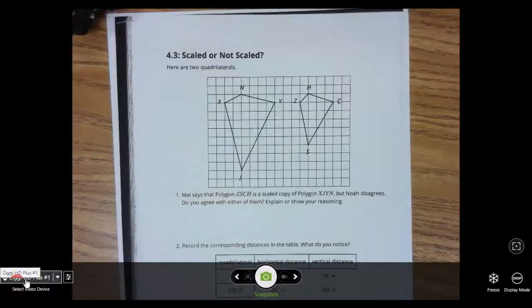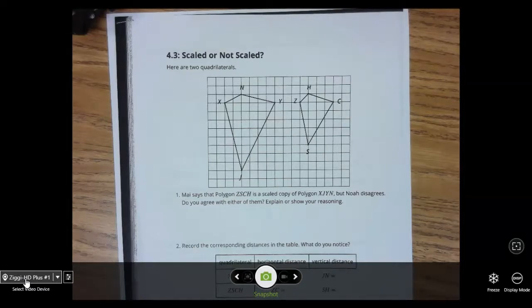Okay, today we'll be doing the second part of lesson 4 in your workbook. It starts on page 30. And for this first one, it gives you two quadrilaterals. My says that polygon ZSCH is a scaled copy of polygon XJYN. But Noah disagrees. Do you agree with either of them? Explain or show your reasoning.